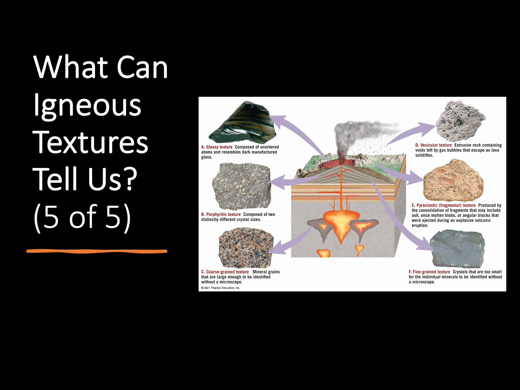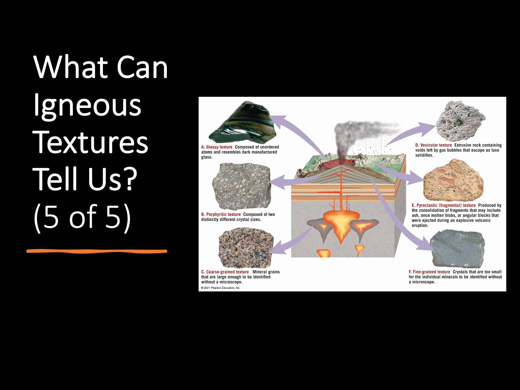On the right-hand side, on the upper right, we have a vesicular texture. These form from lava cooling off in a few hours at the surface. It cooled off so rapidly that the dissolved gases did not have time to escape the lava before it solidified.